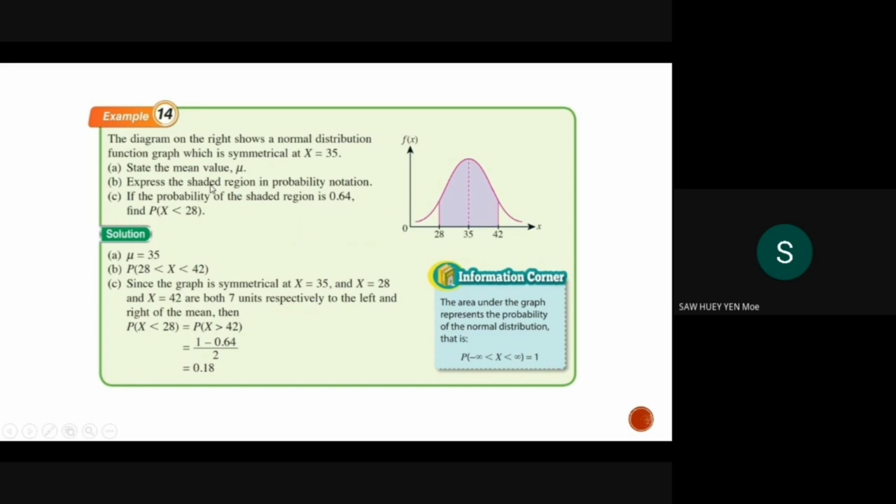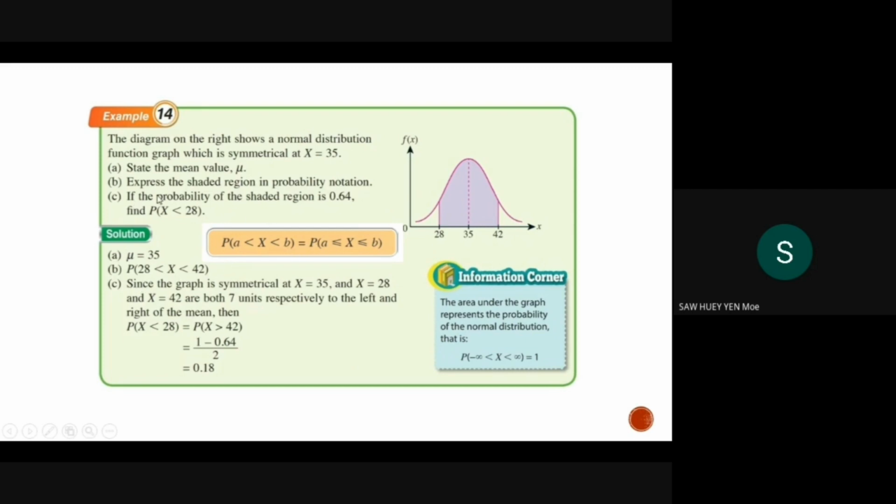Express the shaded region in probability notation. From the previous slide, we know that the probability can be written as this. So A is 28, and B is 42. Then we replace the unknowns in this equation.